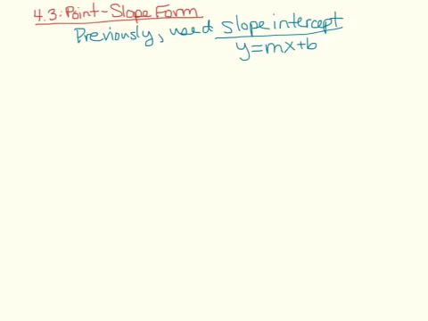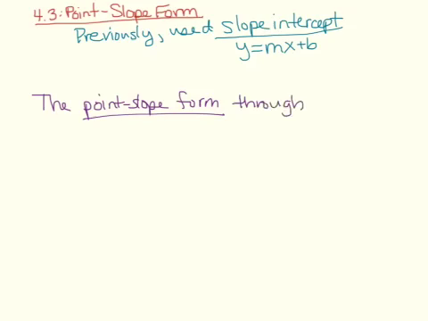So point-slope form is actually going to include a point and a slope. I'll start by giving you the general formula. What's going to happen is I'm going to ask you to write something in point-slope form, and oftentimes I'm going to give you one point and also a slope. There will be times when you have to find the slope, but you will always have at least one point.